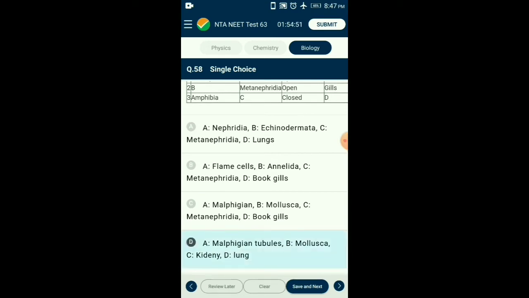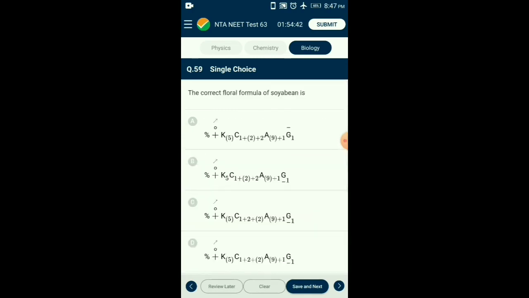Malpighian tubules, mollusca, kidney and lung. Question number 59. The correct floral formula of soya bean is: the family Fabaceae is perigynous or hypogynous. They have monocarpellary gynecium with unilocular superior ovary and have marginal placentation. So the correct option is option C.